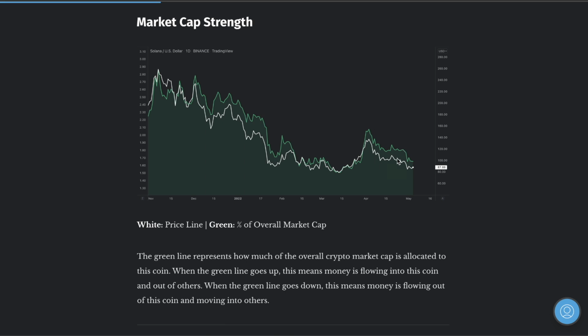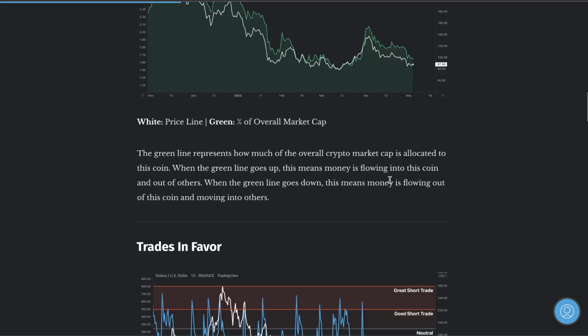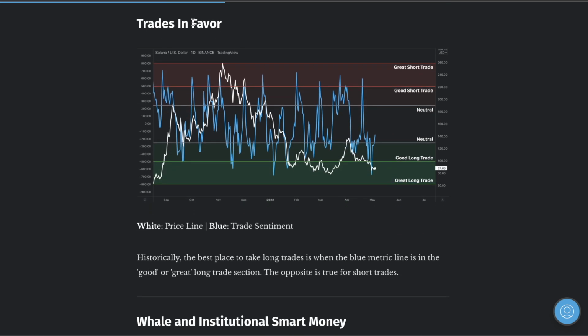Market cap strength, as long as this green line is following price structure or the green line is moving up while price structure is moving down or sideways, that's all bullish, guys. That's totally fine. You just don't want the price to be doing something like this where it's going up and the green line goes wham and just smashes it back down. That means people are losing interest in the coin and money is literally coming out of that coin. So we're actually very healthy from a market cap perspective. So good job if you guys are holding Solana, okay?